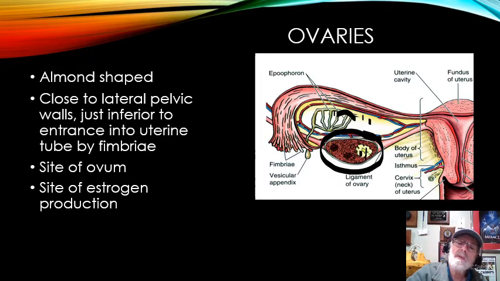And once the ovum is expelled from the ovary, it gets sucked up into the fallopian tube and starts to tumble its way down the tube by the cilia that are inside there.